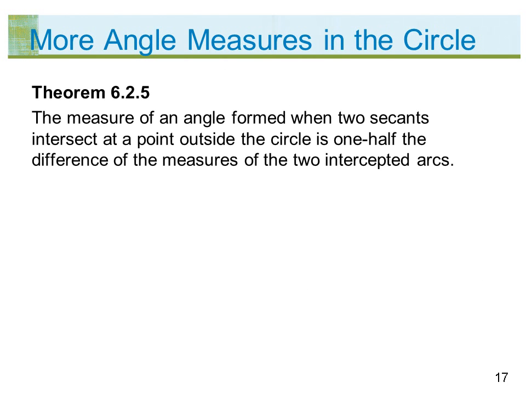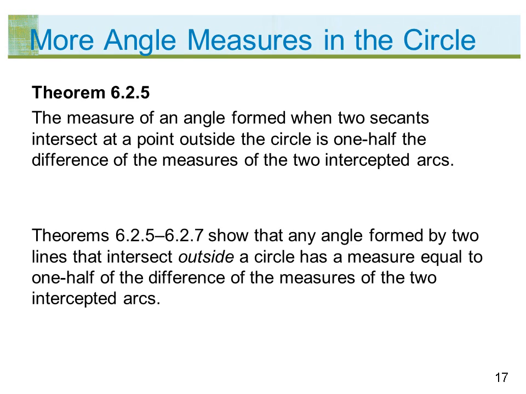Theorem 6.2.5. The measure of an angle formed when two secants intersect at a point outside the circle is 1/2 the difference of the measures of the two intercepted arcs. Theorems 6.2.5 through 6.2.7 show that any angle formed by two lines that intersect outside a circle has a measure equal to 1/2 the difference of the measures of the two intercepted arcs.